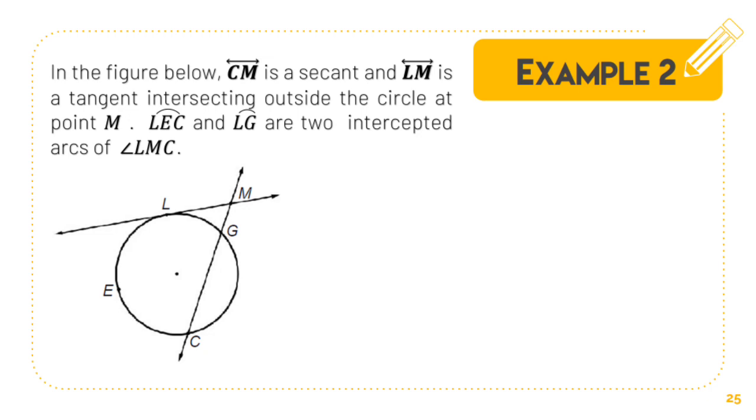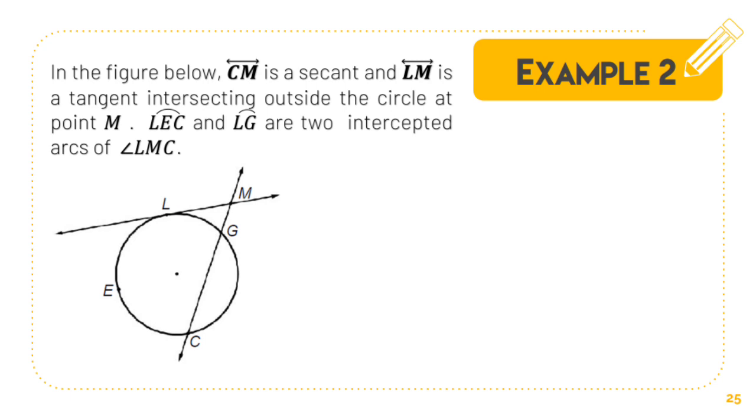Another example is the given illustration, wherein a tangent and a secant intersect outside the circle. In the figure, line CM is a secant and line LM is a tangent, intersecting outside the circle at point M. Arc LEC and arc LG are two intercepted arcs of angle LMC. These two arcs will be used to solve for the measure of angle LMC.